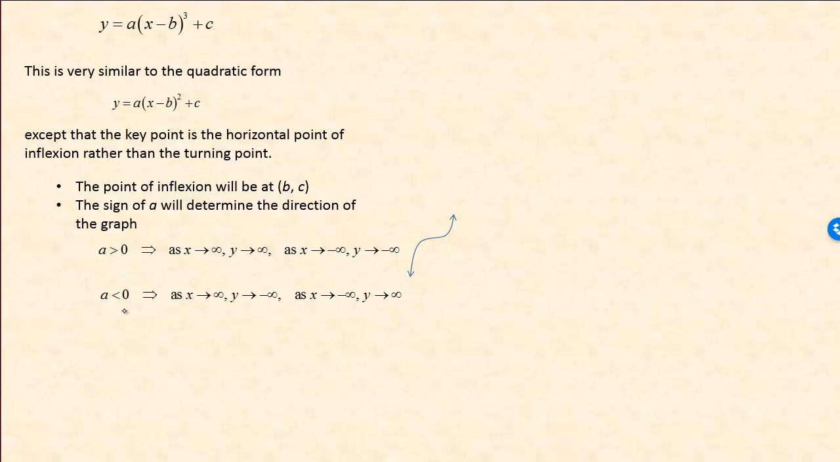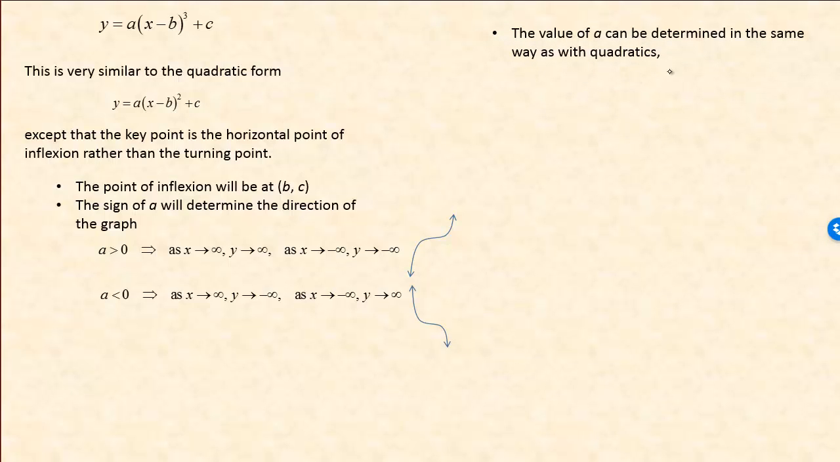If a is a negative number, then as x tends to infinity, y tends to negative infinity, and as x tends to negative infinity, y tends to infinity. So in other words, the graph is shaped like this. As x becomes negative, y becomes very large and positive, and as x becomes large and positive, then y will become large and negative.